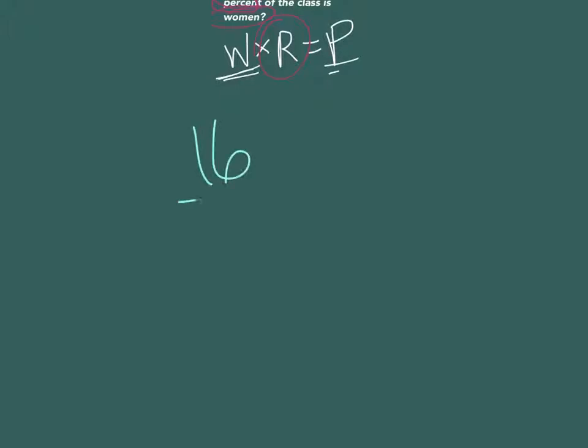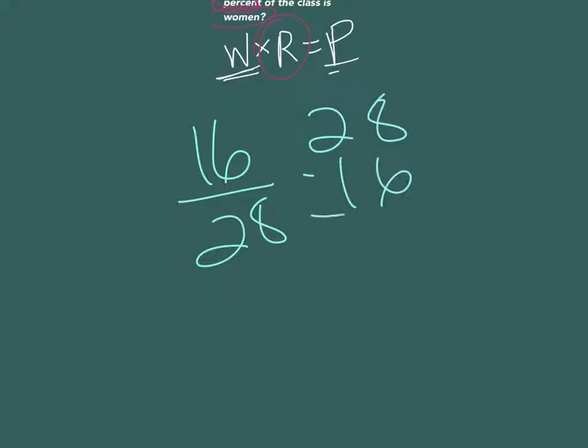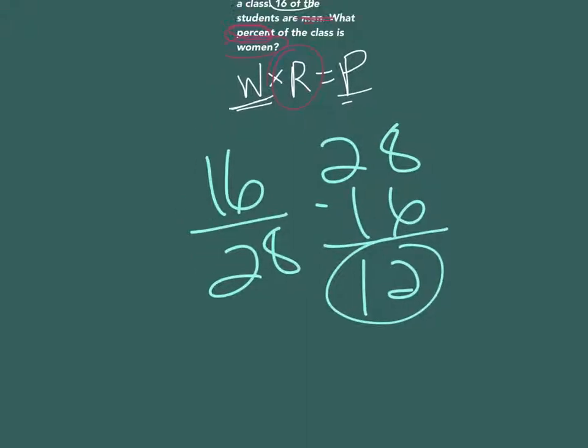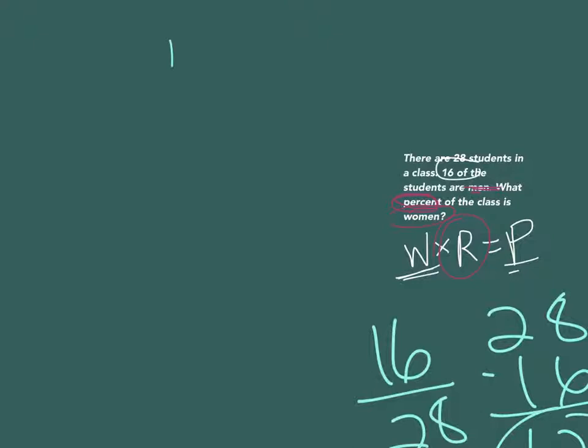16 of the students are guys in a class of 28. That means that how many are girls? You get 12, right? So now I know that 12 of the 28 students are girls. How do I find rate?